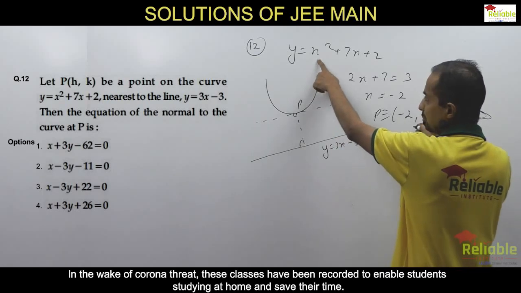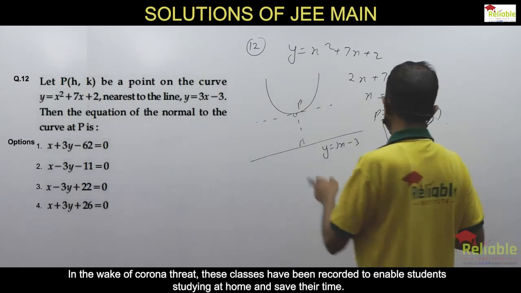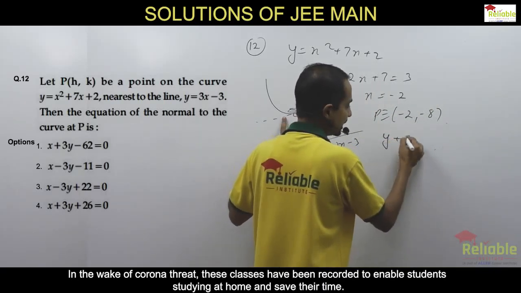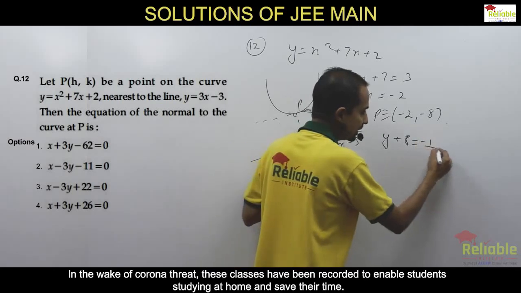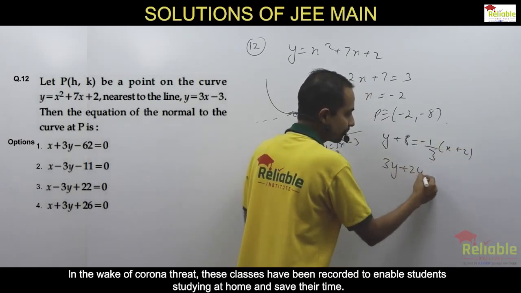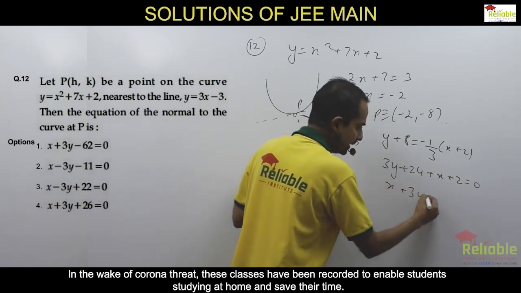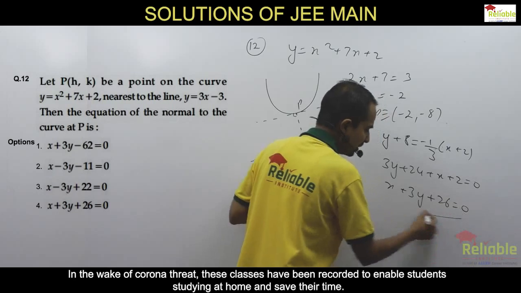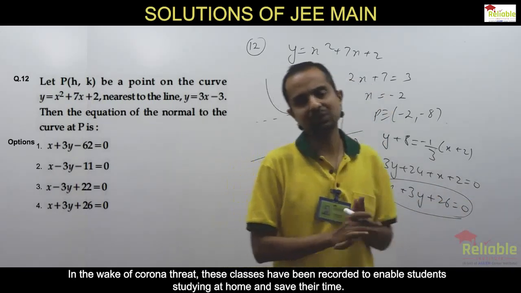So by plugging in minus 2 over here, you get minus 8. So the equation of normal that we are supposed to find is nothing but y plus 8, with slope, the slope of the tangent is 3, so minus 1 by 3 times x plus 2. Just cross multiply it and you are going to get the answer. So I will rate this problem as a very easy one. This is a regular concept, and most of the students would have scored in this one.